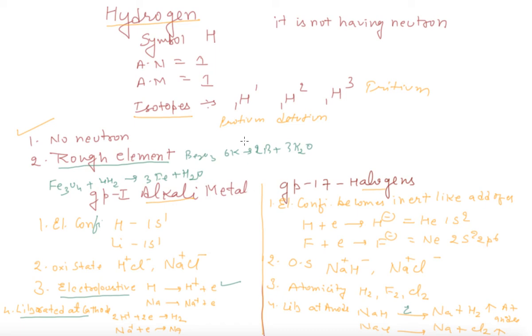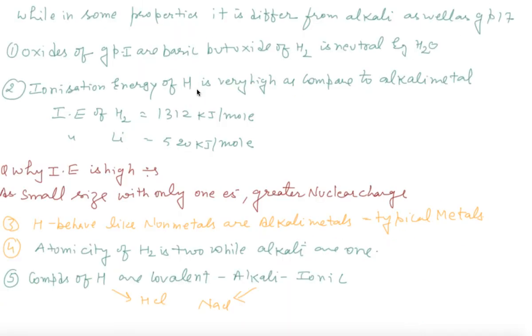Now some properties which are different from the first group and the 17 group. Yes, dear students, oxides of group 1 are basic, but the oxide of hydrogen is neutral, so it is different. Ionization energy of hydrogen is very high compared to alkali metals: 1312 kilojoule per mole, whereas lithium is 520 and sodium is 495. Now the question is why it has high ionization energy? Due to the small size of hydrogen, only one electron and greater nuclear charge.